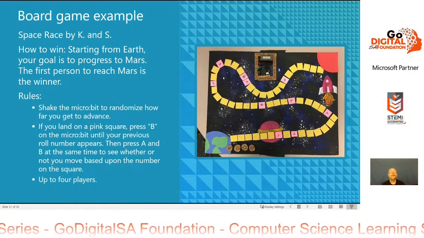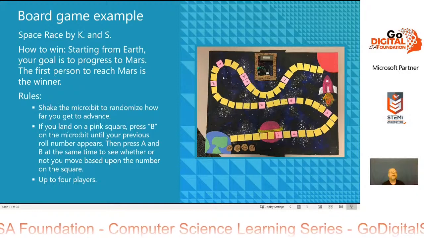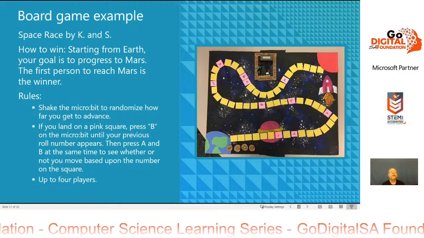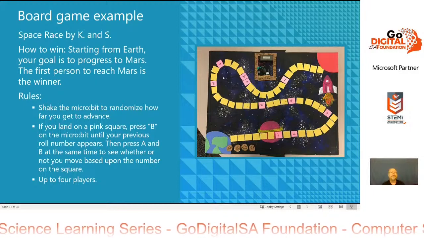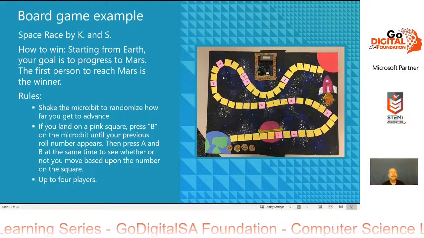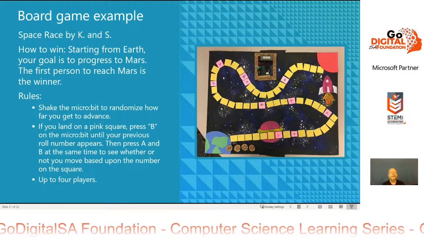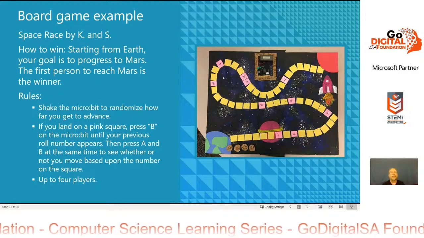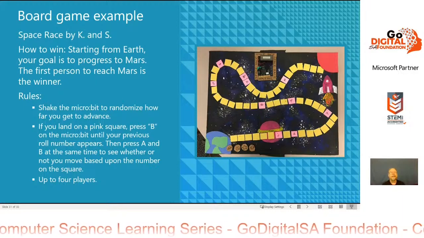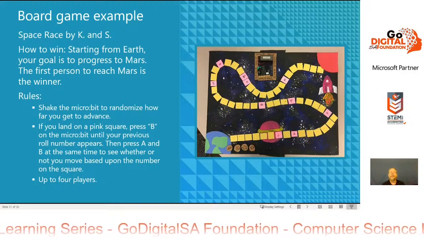So here's a space race example. How to win. Starting from Earth, your goal is to progress to Mars. The first person to reach Mars is the winner. The rules are: you shake the microbit to randomize how far you get to advance. If you land on a pink square, press B on the microbit until your previous roll number appears. Then press A and B at the same time to see whether or not you moved based upon the number on the square. You can have up to 4 players.